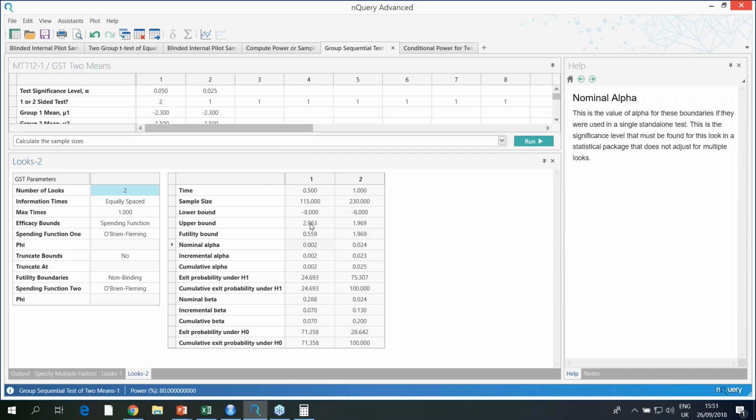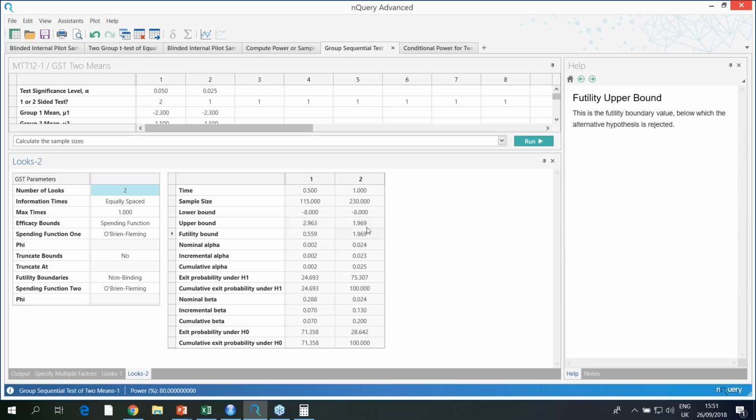And basically, if we had a z-statistic greater than 3 at our halfway point, at our interim look, we would stop for efficacy. But if we had one less than 0.56, then we would stop for futility. And stopping for futility is probably less controversial, because continuing to invest resources in a futile trial is generally not recommended.